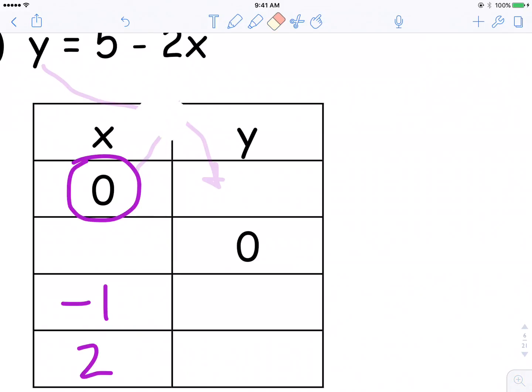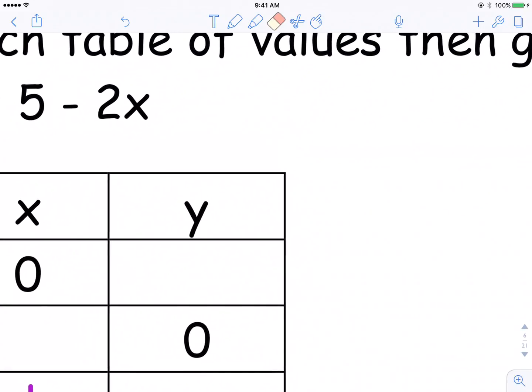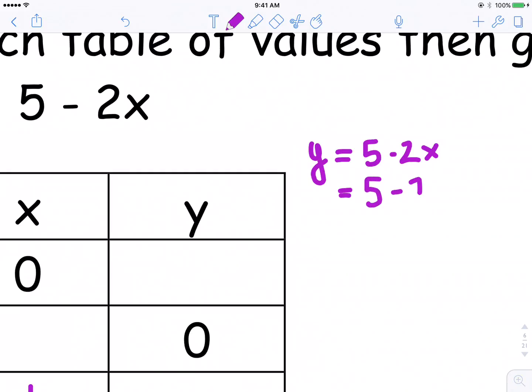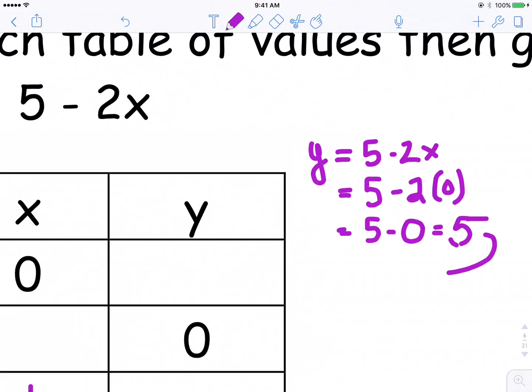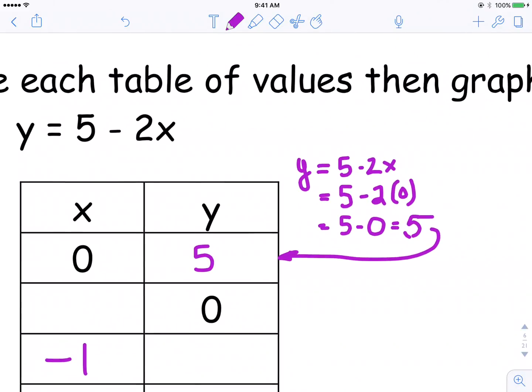Okay, so if I take away these messy lines, it looks something like this. I start with my equation, y is equal to 5 minus 2x. I'm going to substitute in my 0 for x, and I'm going to calculate. 2 times 0 is 0. That gives me 5, and this 5 is the value that goes right here. So there's our first point.